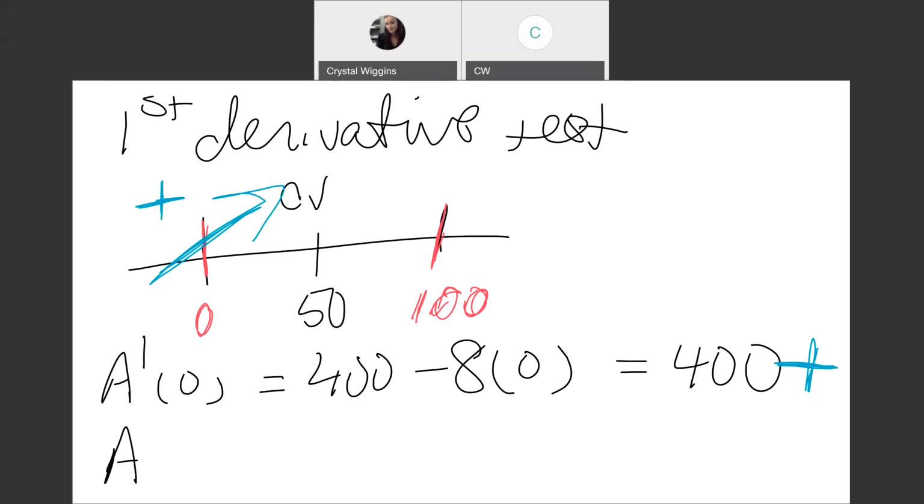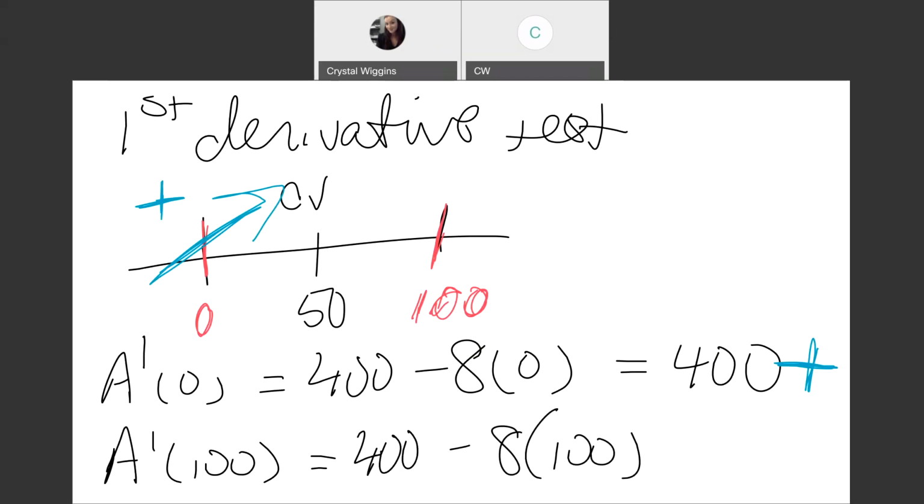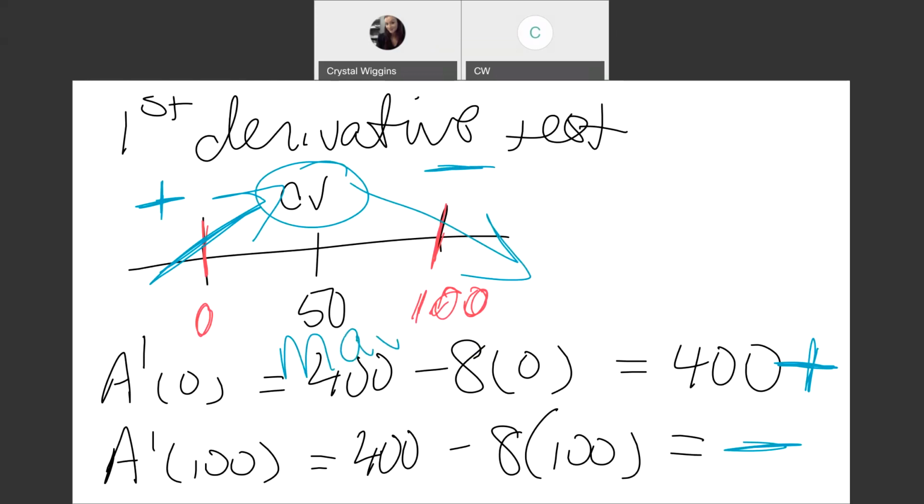So let's now put the 100 into the derivative. So we get 400 minus 8 times 100. Okay, so 8 times 100 is 800. 400 minus 800, all that matters is that it's negative. So negative means that we are decreasing. We can see, okay, the 50 is creating a top peak. This 50 is a max, which is good because it was the only critical value that we found.